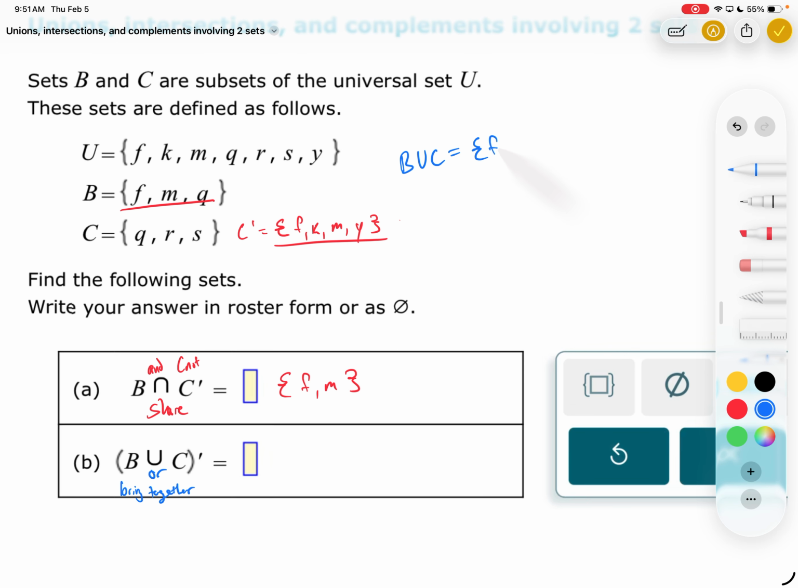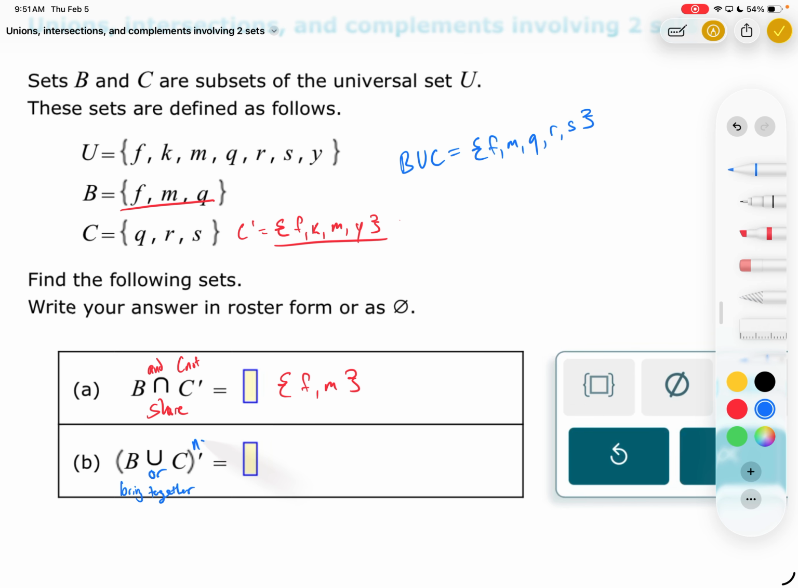So B union C. These do not have to be in order in Alex. You don't have to do alphabetical order. Oh, FMQ. Bring together with C. I already have a Q in there, so I don't need to write that again. So it'd be FMQRS. I can find any of those letters right here in B or C, so I bring them together. If you notice, a lot of times the union has a lot more elements in it than the intersection, because the union's bringing a bunch together, and the intersection is just what they share. All right, so that's my B or C.